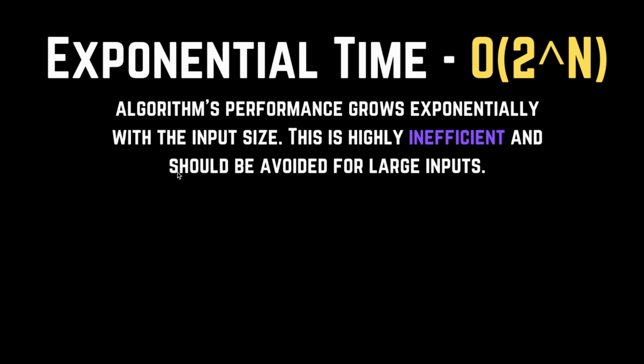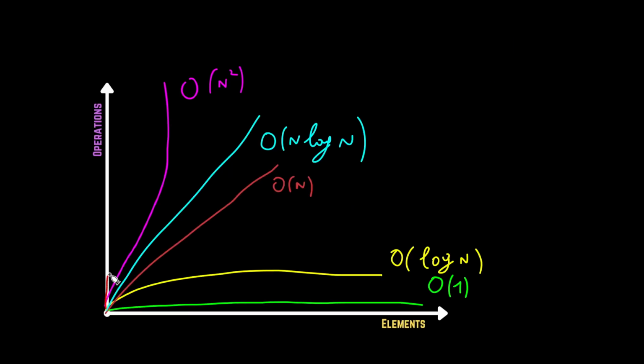Exponential time complexity is big O of 2 to the power of n. In this case, the performance grows exponentially as the input size increases, and this is highly inefficient. This is how an exponential time complexity looks plotted on a graph. I'm running out of space, but let's add it here. So it's 2 to the power of n.